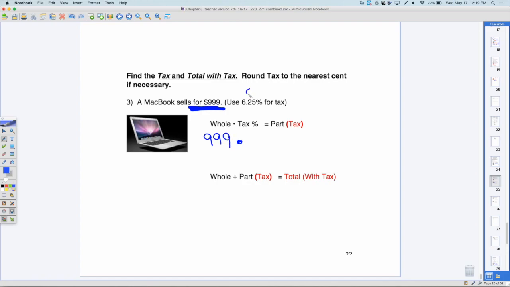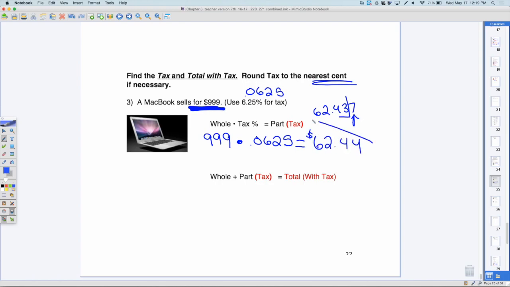Your sales tax as a decimal is 0.0625. Multiply that together and you get 62.437. Whenever you're dealing with money, you have to round to the nearest cent. That's 2 places after the decimal. So that 7 tells us we need to change that 3 to a 4. So it's $62.44. That's your tax amount.